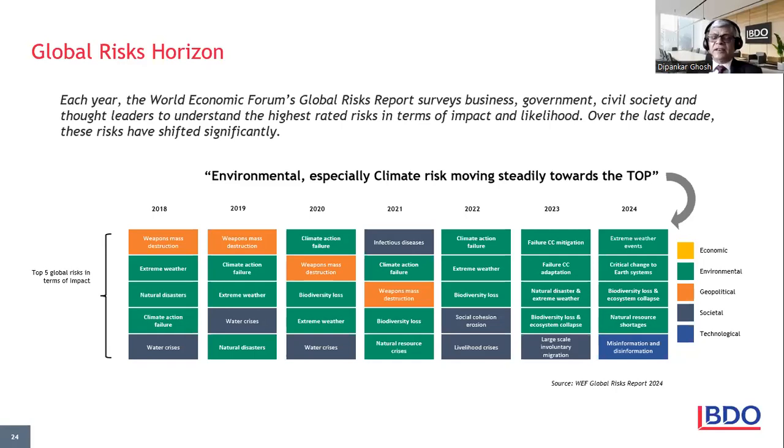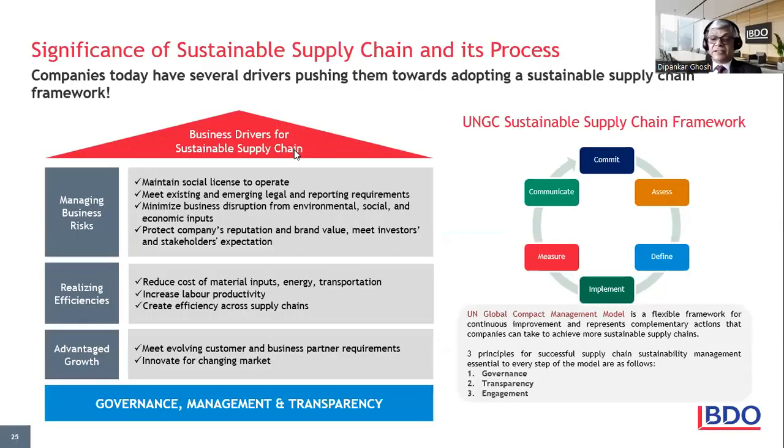If you see, the green ones are related to the environment. The top risks include environment-related risks. In 2024, for example, you can see extreme weather events, critical change to earth systems, and biodiversity loss.